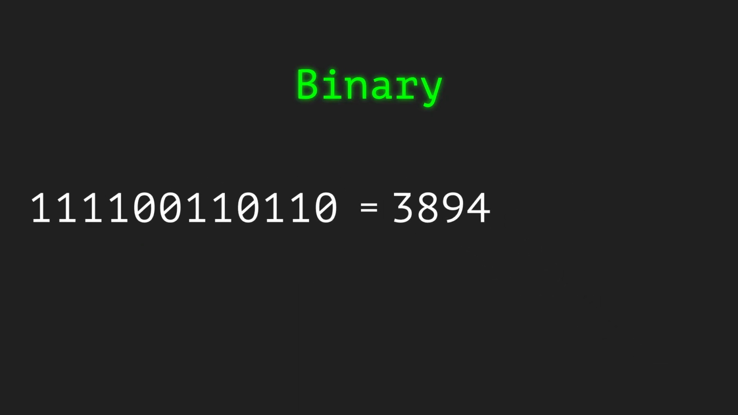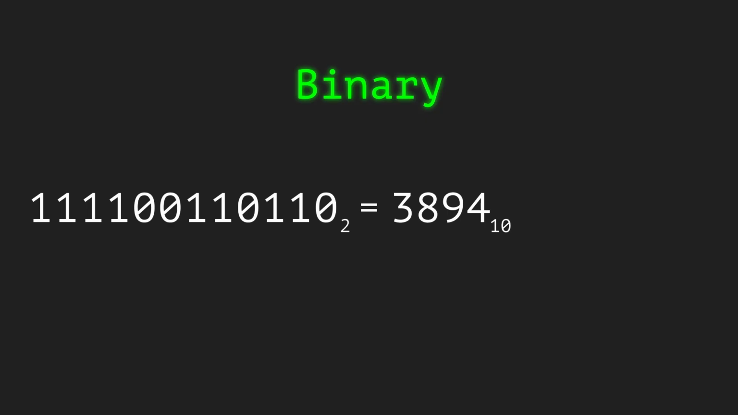Also, an important thing to note here is in order to distinguish between binary and decimal numbers, we're going to put a subscript 2 next to the binary number and a subscript 10 next to the decimal number in order to differentiate between the two.